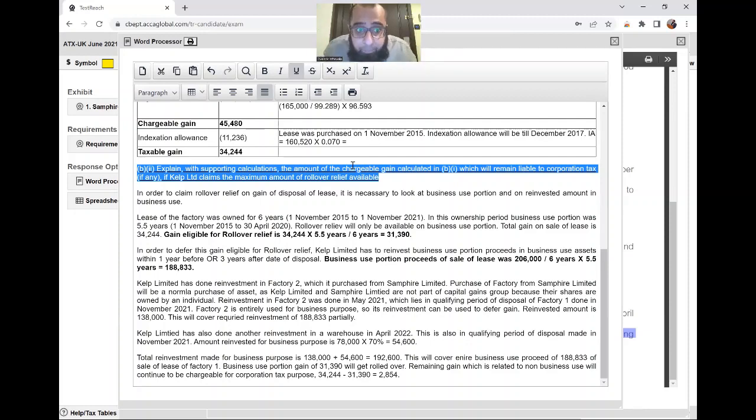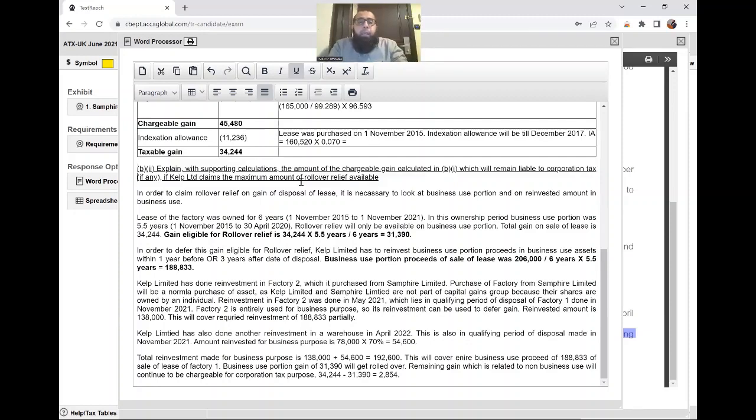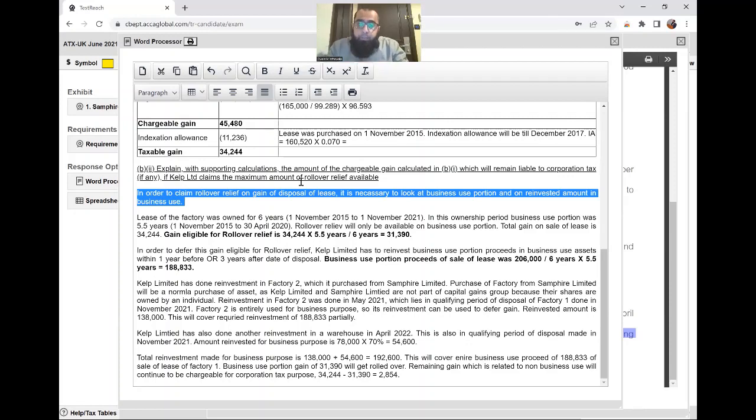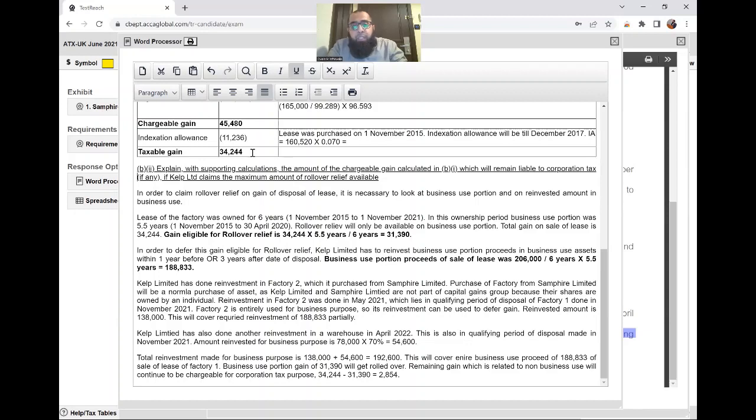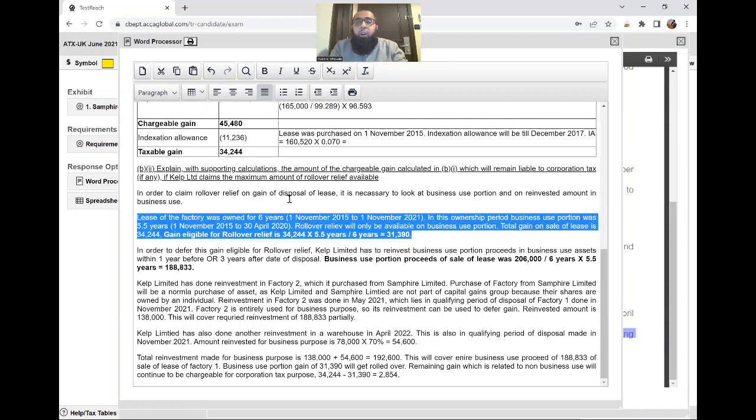It will get clear. Okay, now, in order to claim rollover relief on gain of disposal of lease. Now, this was the gain on disposal of lease. It is necessary to look at the business use portion and reinvested amount in business use. Now, the lease of the factory was owned for 6 years.